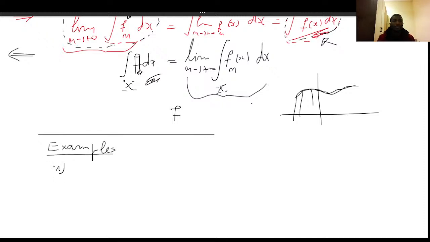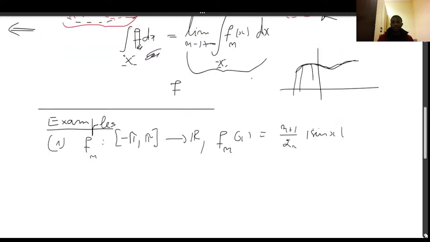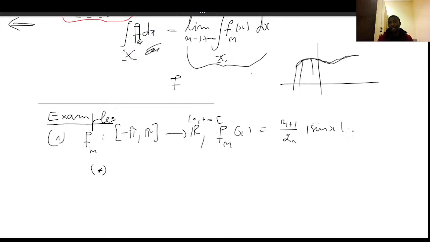The first example: I take fn from minus pi to pi to the real line, defined by fn of x equal to (n plus 1) divided by 2n, times the modulus of sine of x. So we are going to see how to use the Beppo-Levi theorem. The first thing is to check if the functions fn are positive, because we must not work on the entire real line, but on the positive real line. So we must check if the function satisfies this condition.